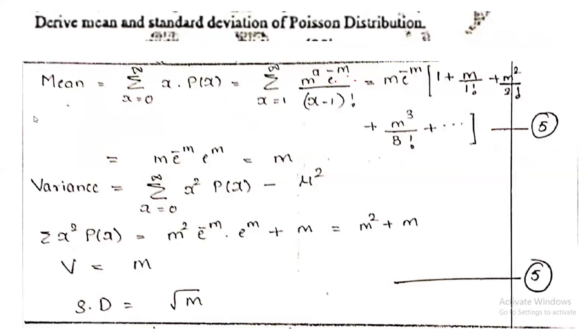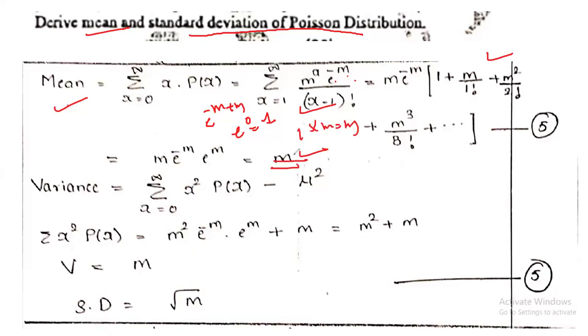Now, one of the theory-based questions: derive mean and standard deviation of Poisson distribution. So mean will be equal to sigma x equal to 0 to n of x into p of x. Whenever you are elaborating, it becomes in this fashion: m to the power x, e to the power minus m, over (x minus 1) factorial. So you can elaborate further. If you elaborate, you will be getting m e to the power minus m, e to the power m. So e to the power minus m plus m means what? E to the power 0. That is equal to 1. So 1 into m is nothing but m only. So ultimately I am getting m.